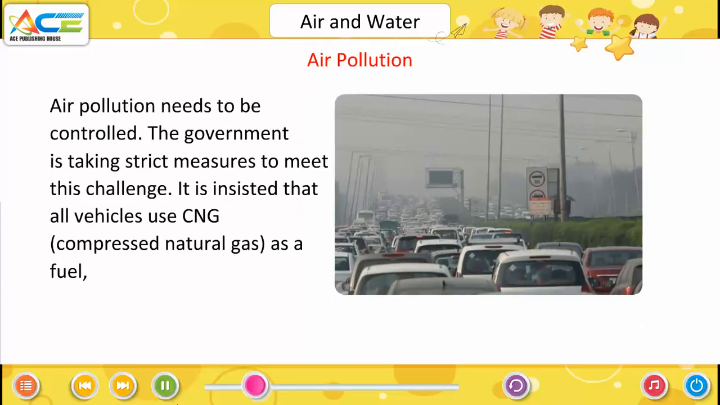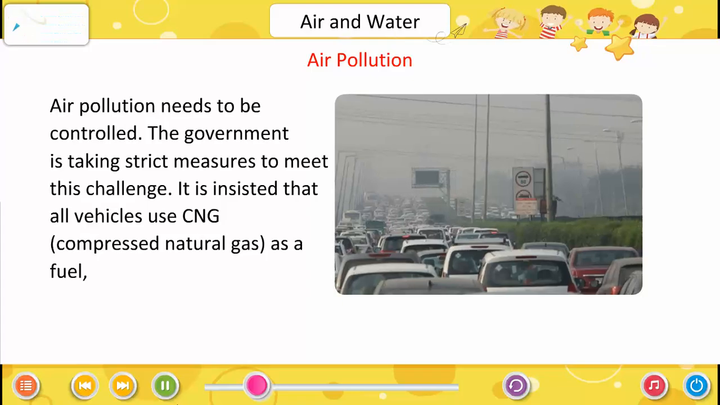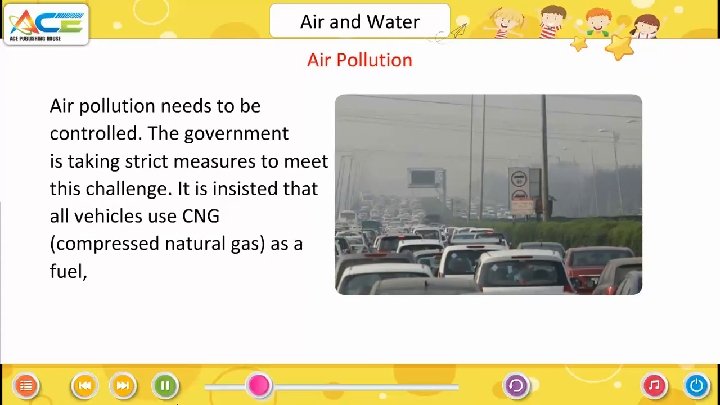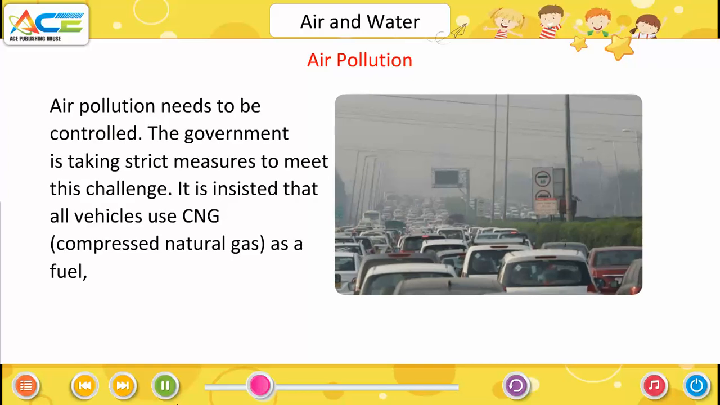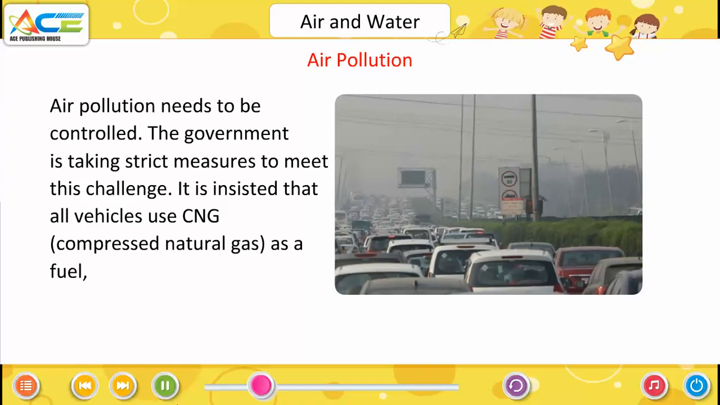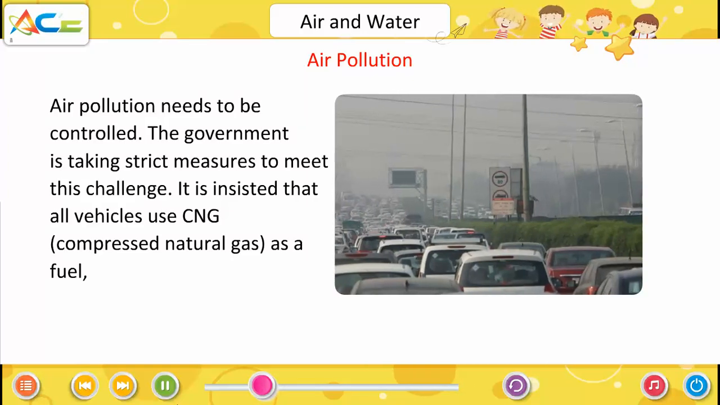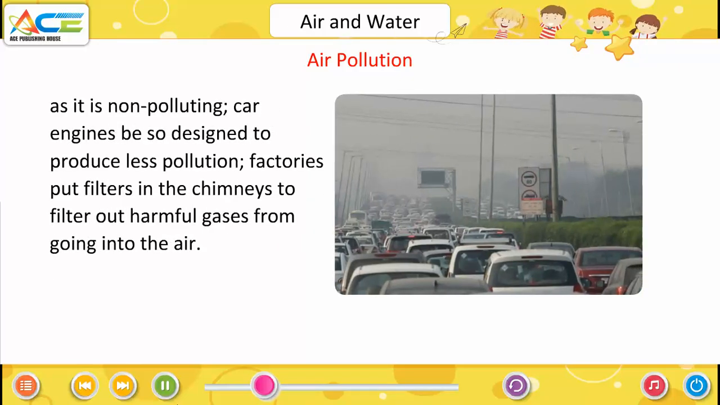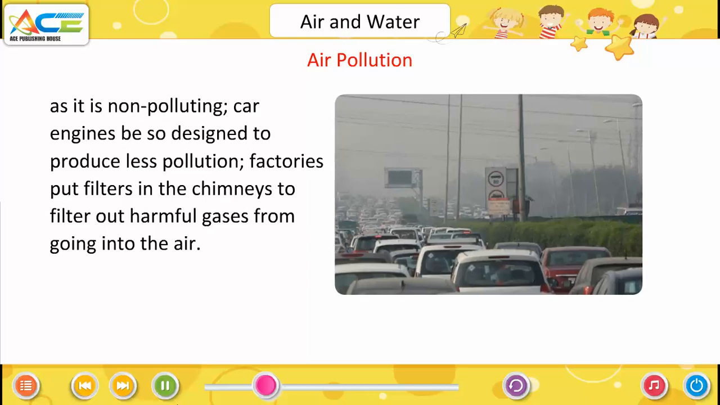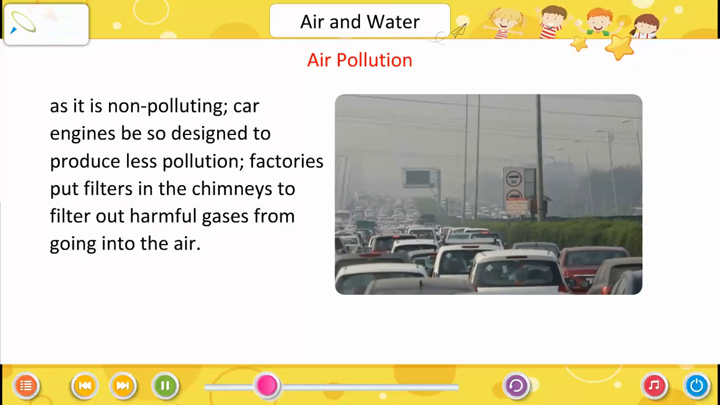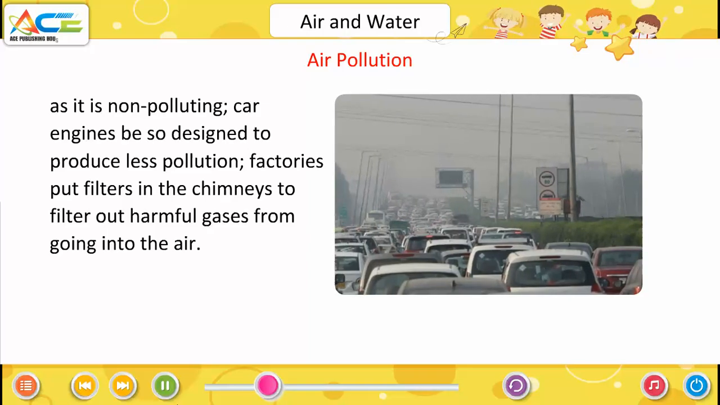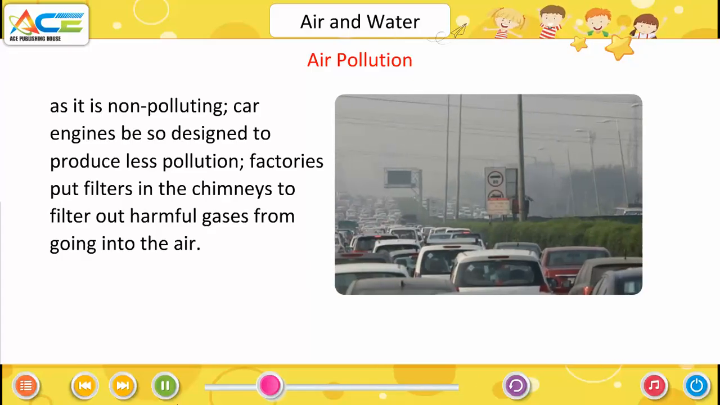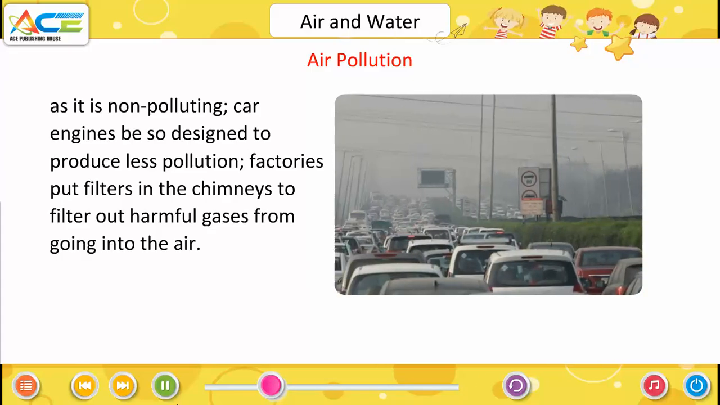Air pollution needs to be controlled. The government is taking strict measures to meet this challenge. It is insisted that all vehicles use CNG, compressed natural gas, as a fuel, as it is non-polluting. Car engines must be so designed as to produce less pollution. Factories put filters in the chimneys to filter out harmful gases from going into the air.